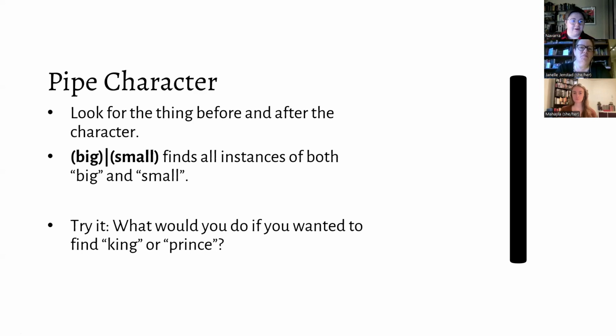Yep, awesome. I am seeing it come in. We've got king in parentheses, pipe, and then prince in parentheses. And I see somebody's put exclamation because they're not sure where the pipe is. If you look on your keyboard, assuming you're using an American style keyboard, it is going to be by the backslash, right beside your apostrophe.